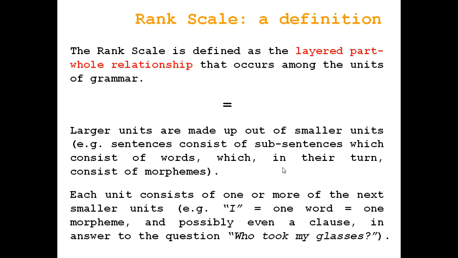For example, if I ask, who took my glasses? And you reply, I. Of course, there's an ellipsis of I did, but I can stand alone as a clause as well. So these are extreme cases, of course, in which just one word plays the role also of a clause and also of just one morpheme. But it's an extreme case that I think will illustrate what I mean very clearly.